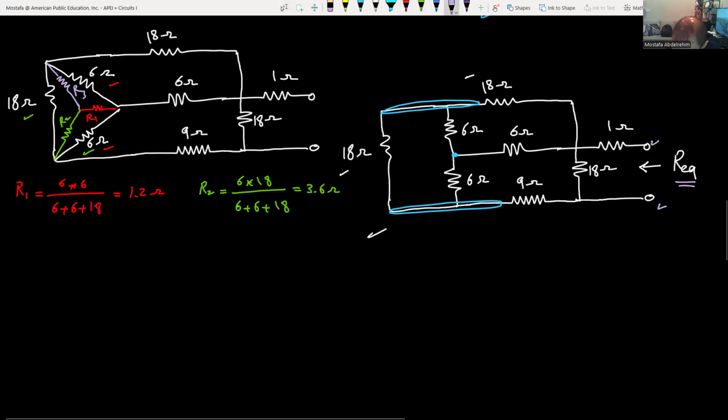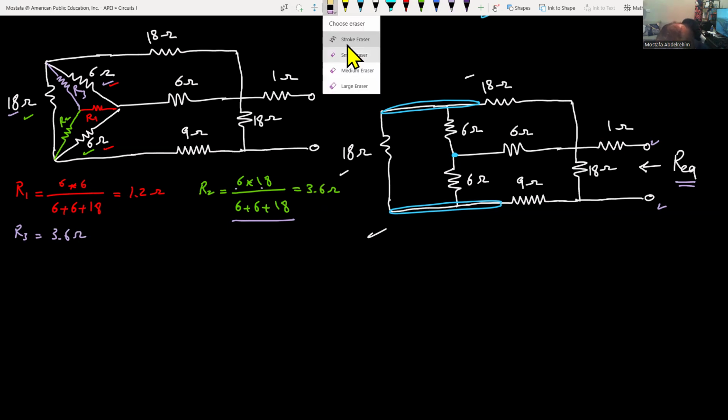And this is actually R3 as well, because R3 is between the 6 ohm and the 18 ohm. So 6 multiplied by 18 over the same denominator. So it will be equal to R2, 3.6 ohms. And look now at the beauty of converting from delta to Y. You can just omit the delta connection. So basically, this is what I'm going to do.